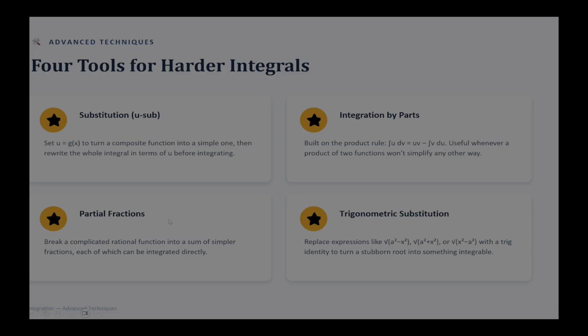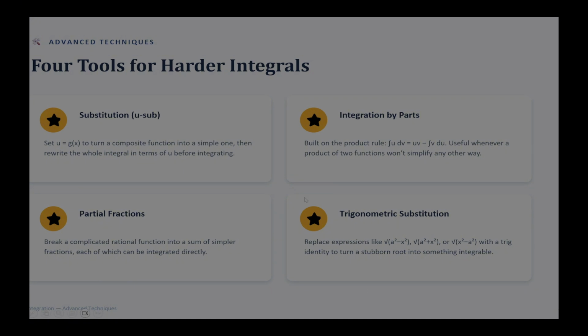Partial fractions: break a complicated rational function into a sum of simpler fractions, which can be integrated directly. And then trigonometric substitution: replace expressions like the square root of a squared minus x squared, or a squared plus x squared, with a trigonometric identity to turn a stubborn root into something integrable, right?